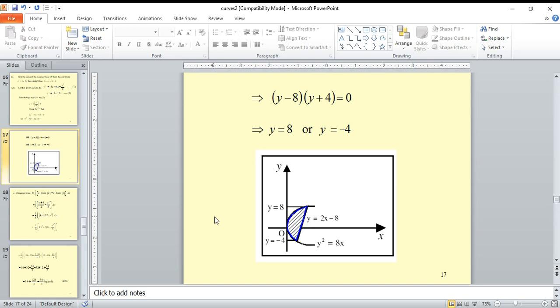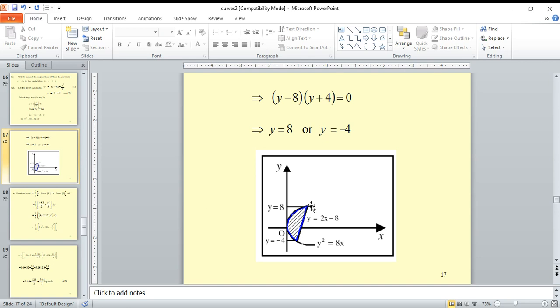Diagram of the parabola y square equal to 8x is the curve, and 2x minus y minus 8 is the straight line. In that, in y cases, the right side is the upper curve, the left side is the lower curve. In that, the line is the upper curve, the parabola is the lower curve.